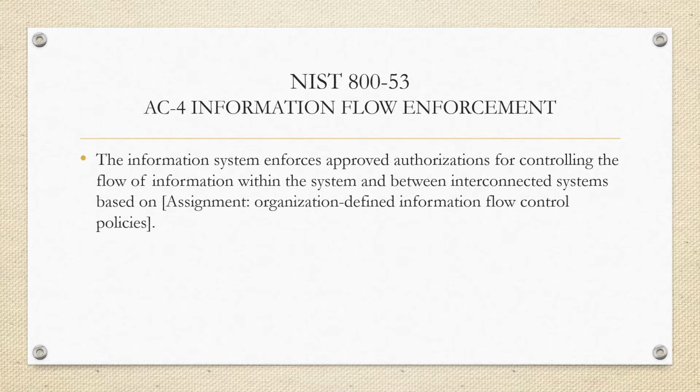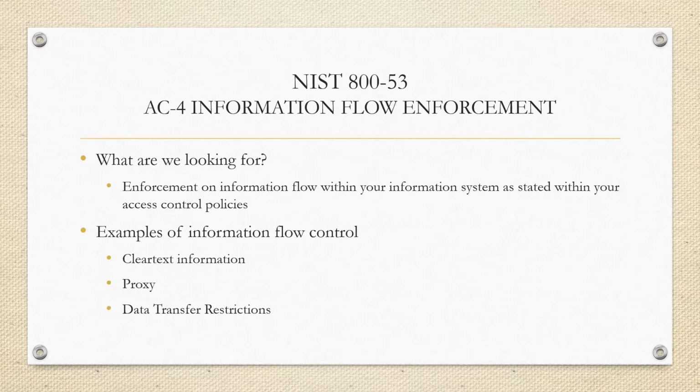Where am I allowing it to go between information systems or within my network or something like that, rather than does Joe Schmo have access to these files or these permissions or anything like that. So the focus on this control is really on the information and, more importantly, the flow of that information. So when we're performing an audit on this control, what are some things that we would look for?